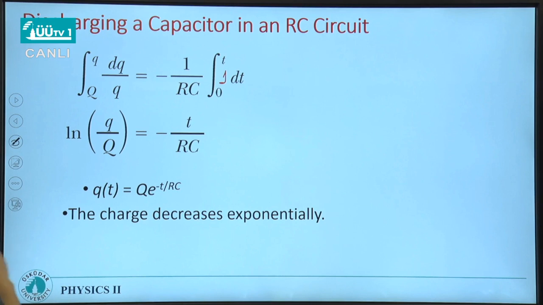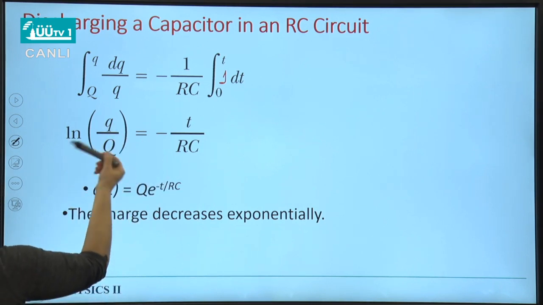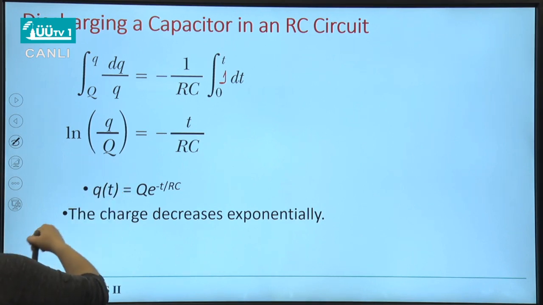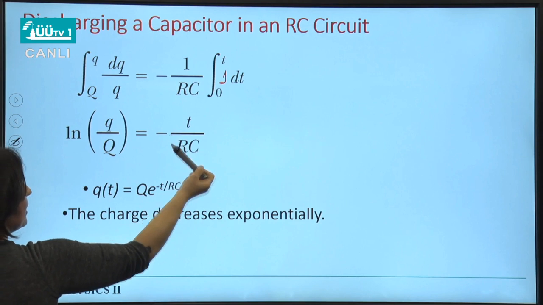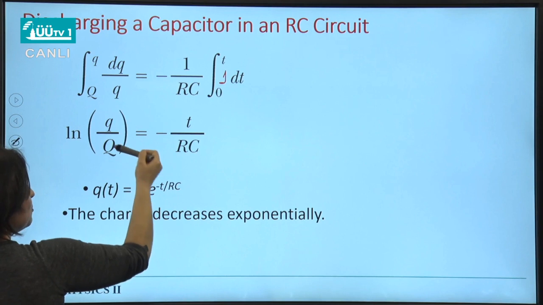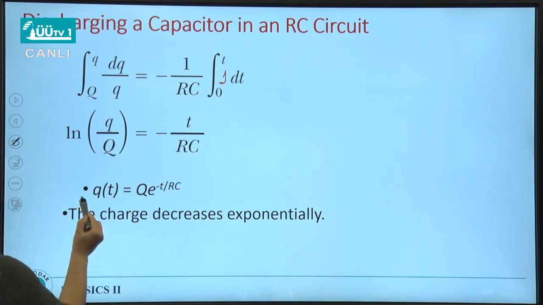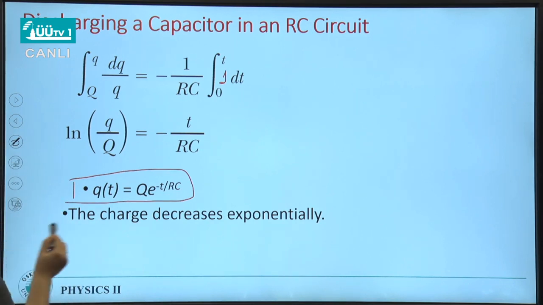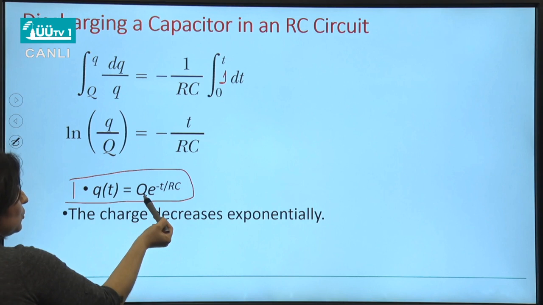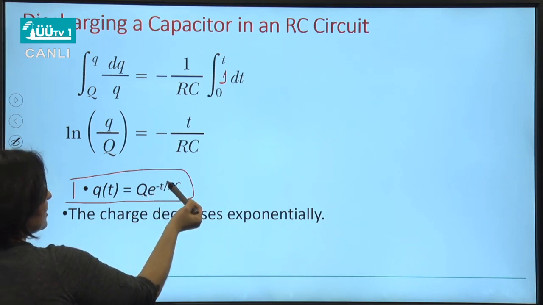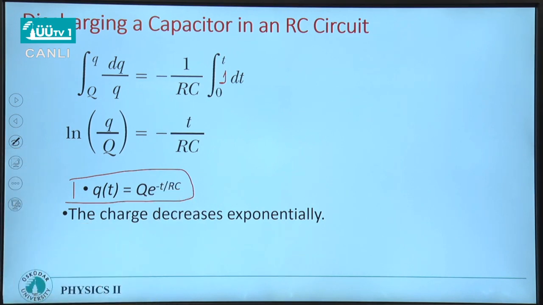How can we solve this equation again? We can take e to the power, so this side will be q over capital Q, and this side will be e to the minus t over RC, and you can take the maximum charge to the other side and find the final formula for the discharging capacitor: q equals capital Q, the maximum, times e to the power minus t over RC. So the charge also decreases exponentially.